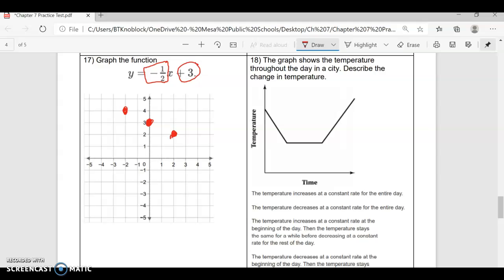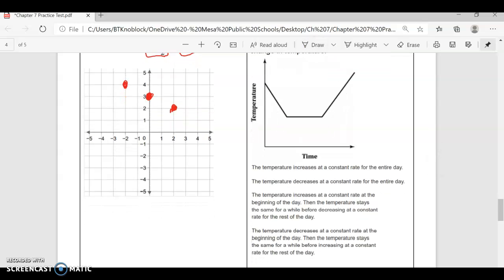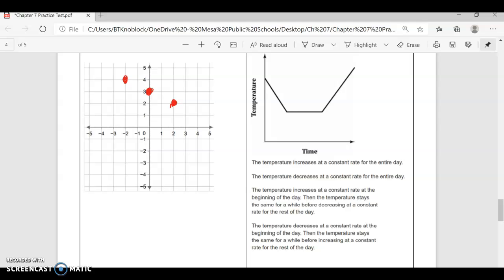Number 18, the graph shows the temperature throughout the day in a city. Describe the change in temperature. So if you look at the temperature, it starts up here, and then what happens? It gets colder. Then it stays constant for a little bit, and then all of a sudden it starts warming up. So we're looking for one that talks about how it first decreases at a rate, and then that could be the beginning of the day, it starts getting colder and colder. Then the temperature stays the same for a while, and then it increases at a constant rate for the rest of the day. So it'd be that last one.